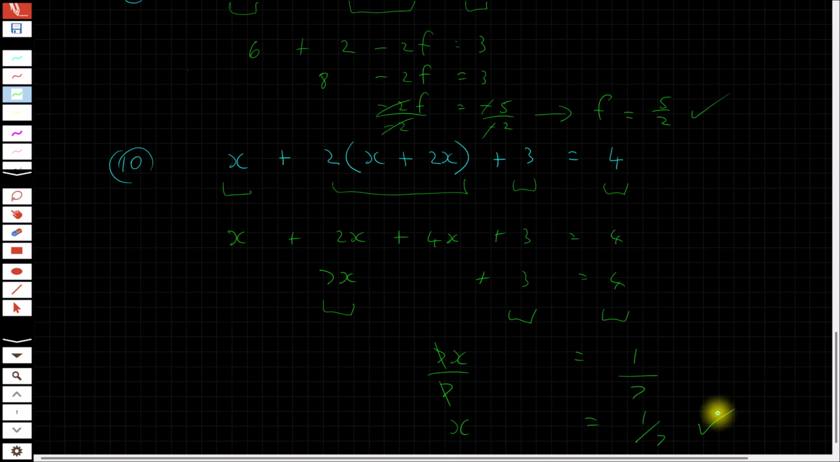So that is a quick look at how to solve different types of equations using an algorithm there, a specific methodology.